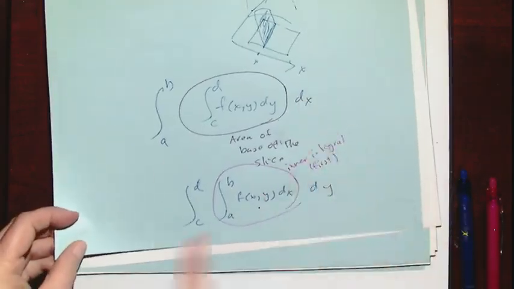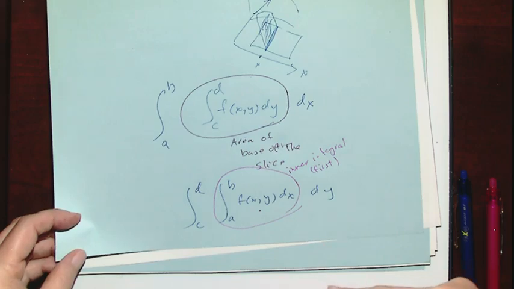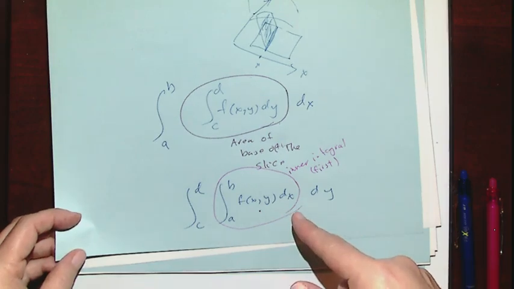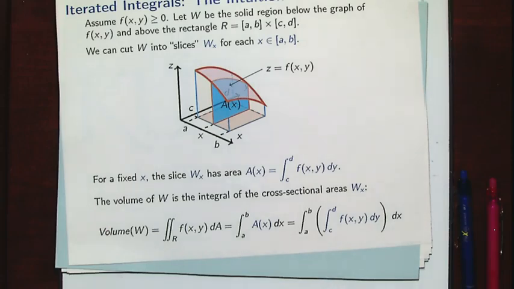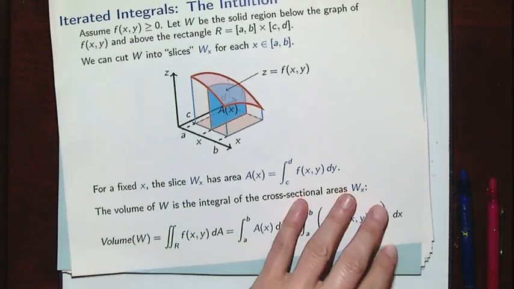If I slice it this way or slice it the other way, should I get the same answer? Yes. That is called Fubini's theorem.